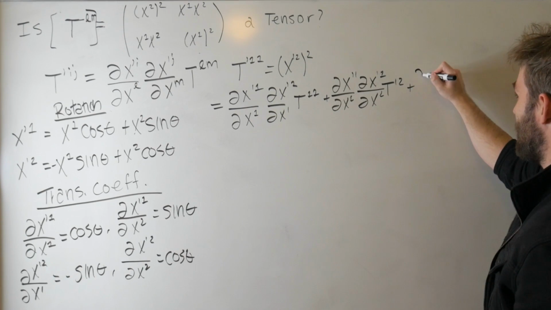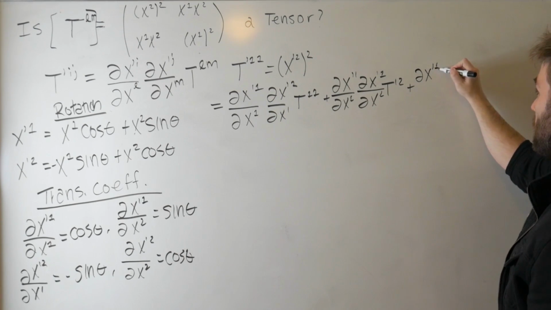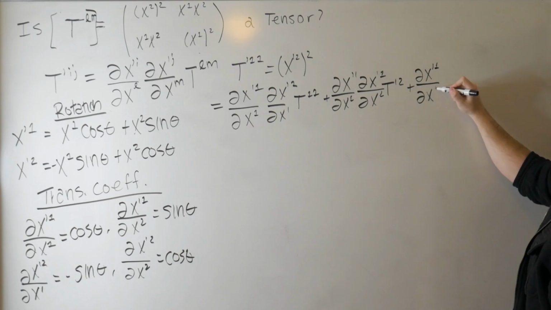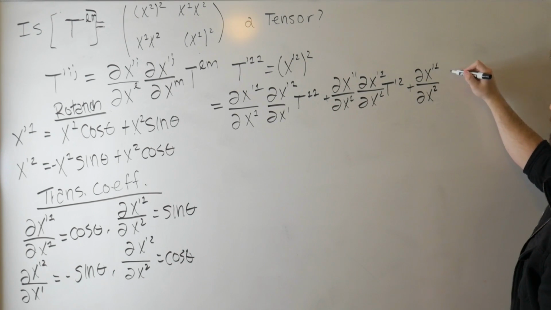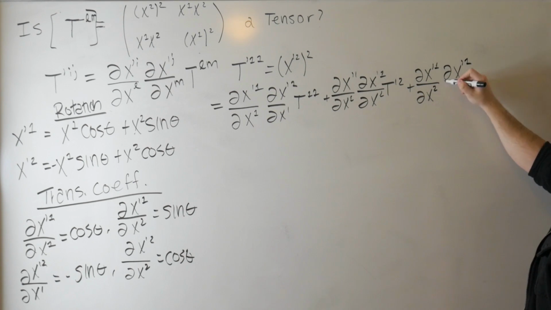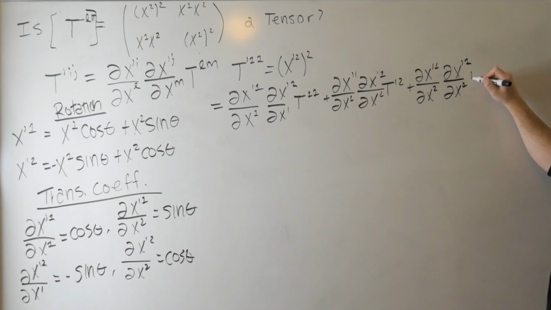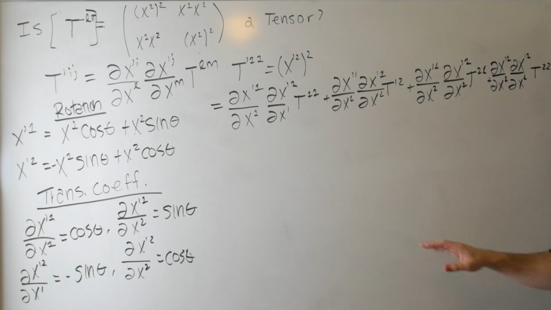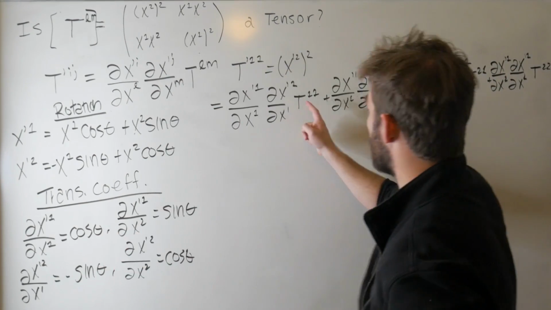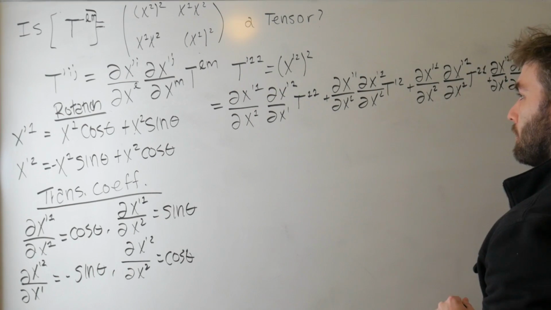So plus dx prime 2, dx1, t2,1, and I'm really not going to be able to fit this, you guys know what this is, plus dx prime 2, dx2, t2,2. Okay? Now we can just plug in all of our transformation coefficients and the corresponding matrix elements here and see what we get.